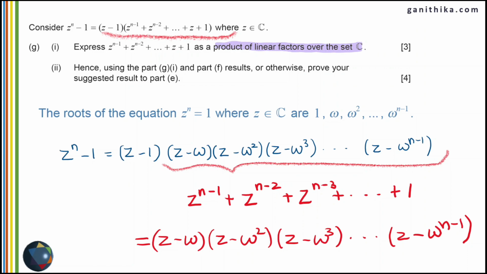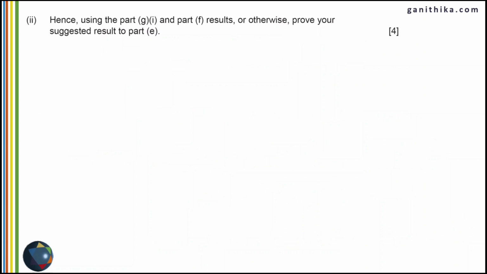for question 1. Question 2 is a hence question, and here we are going to use the part G1 and F, the results from these two parts, and we are going to prove our suggestion from part E. In the part E question, we suggested that the product of P0P1, P0P2, etc. is going to be n, and we are going to prove that using G1 and F.